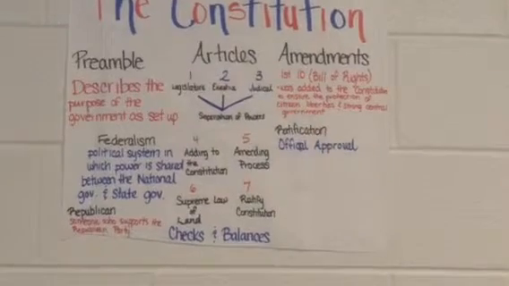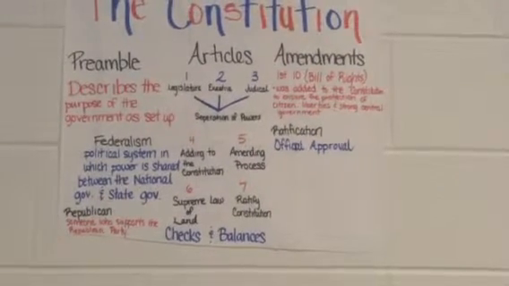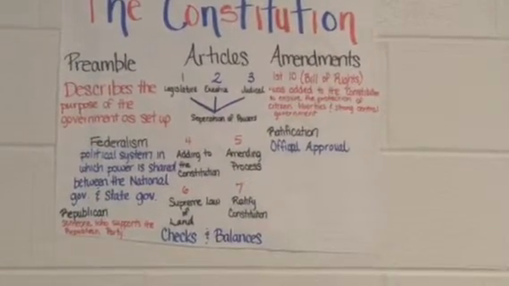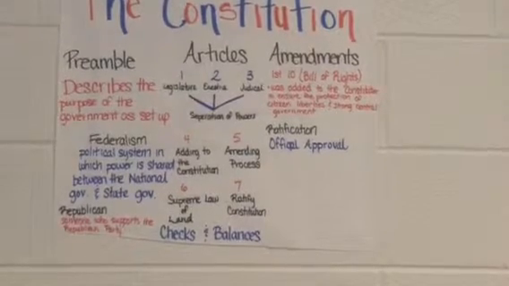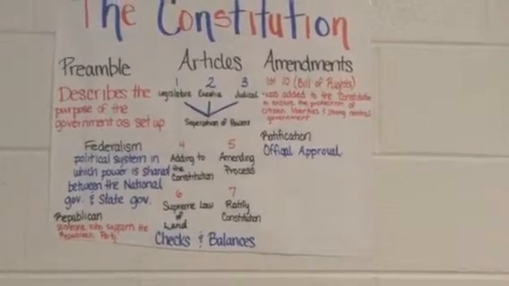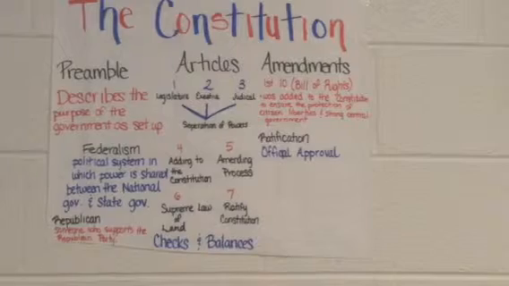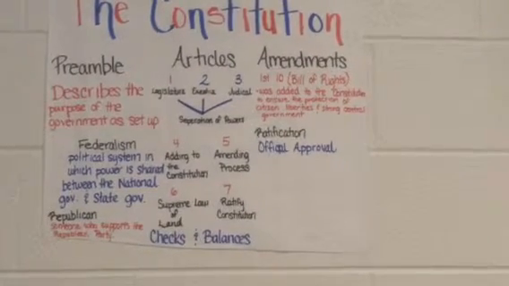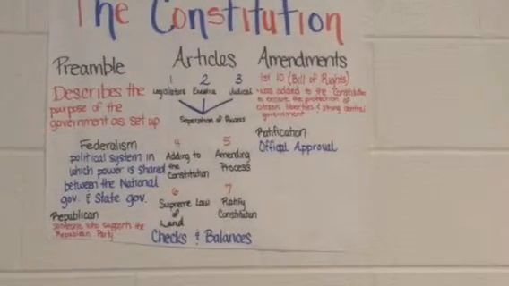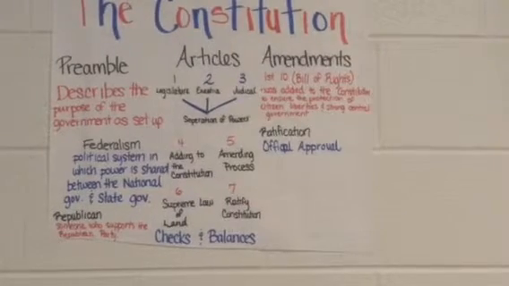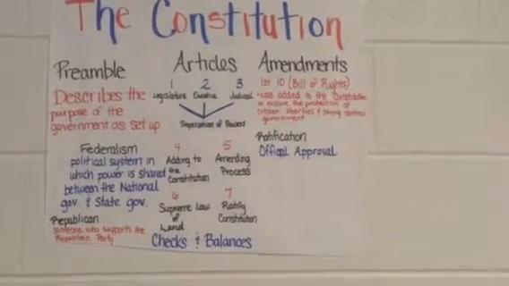Article 3 is judicial. Judicial is the power of the Supreme Court and the inferior courts. The judicial branch enforces the laws that have been put in place. Laws are rules that a country recognizes as regulating the actions of its members.